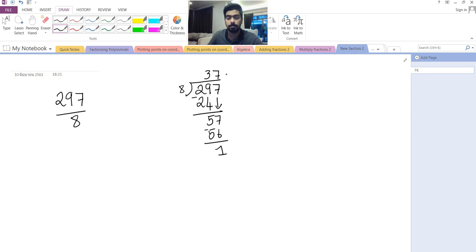Okay guys, again, this is our Q, this is our R, and this is our D. Now, what is the formula again? We have Q R by D. Right guys, Q R by D. Now, what do we have as Q? We got 37. What do we have as R? We got 1. And what do we have as D? We got 8.